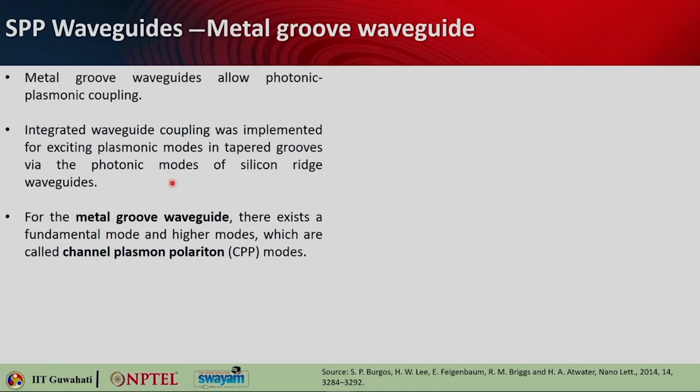Silicon ridge waveguides are much larger in dimension, but you can make metallic groove waveguides and convert photonic modes to plasmonic modes, and then allow them to propagate or carry that information in a sub wavelength regime. For the metal groove waveguide, there exists a fundamental mode and a higher order mode, which are also called channel plasmon polaritons or CPP.